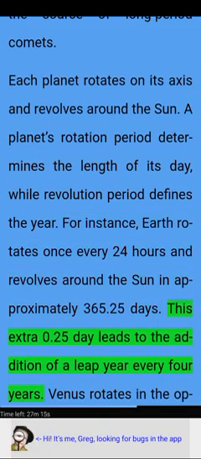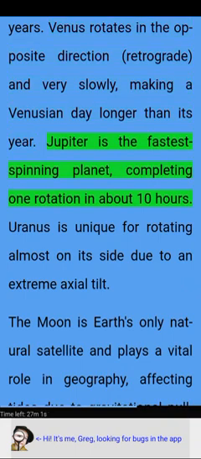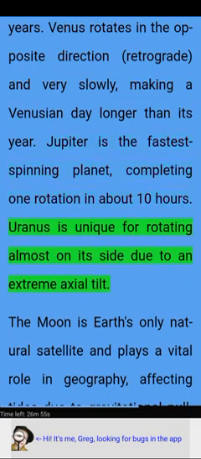This extra 0.25 day leads to the addition of a leap year every 4 years. Venus rotates in the opposite direction, retrograde, and very slowly, making a Venusian day longer than its year. Jupiter is the fastest spinning planet, completing one rotation in about 10 hours. Uranus is unique for rotating almost on its side due to an extreme axial tilt.